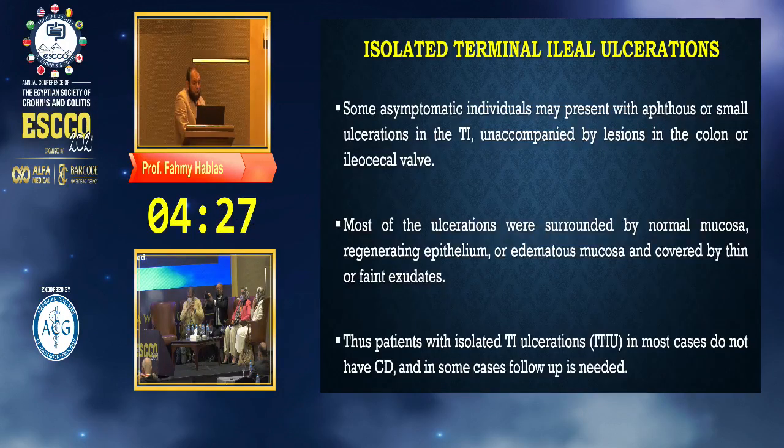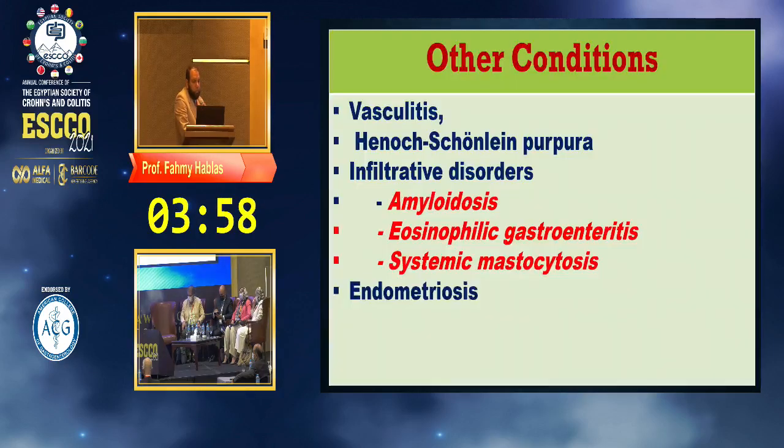Isolated terminal ileal ulceration: some asymptomatic individuals may present with an ulcer or small ulceration in the terminal ileum unaccompanied by lesions in the colon or ileocecal valve. Most of these ulcerations were surrounded by normal mucosa, regenerating epithelium, and edematous mucosa covered by thin or faint exudate. Most of these patients don't develop anything, but some reported that after 32 months of follow-up they developed the classic features of Crohn's disease. So they definitely need follow-up.